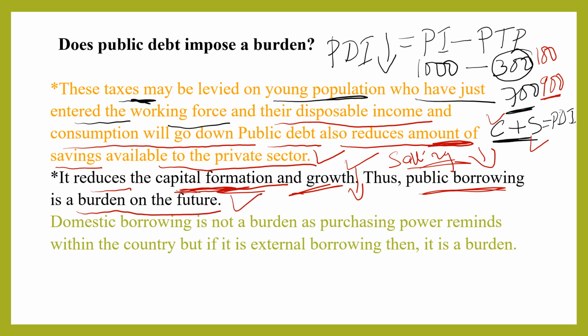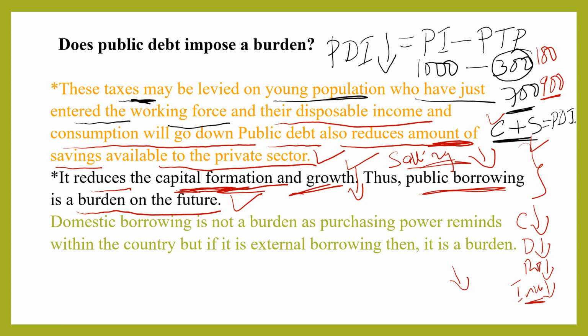This is one argument: if we use it for productive purpose, it is not a burden. If it is used for unproductive purpose, then it is a burden because to repay the loans, you need to impose a tax which reduces consumption. When consumption decreases, demand decreases. When demand decreases, profits decrease and investment is going to decrease further. So this will bring economic activities downwards. Because of that reason, we say that public borrowing is a burden.